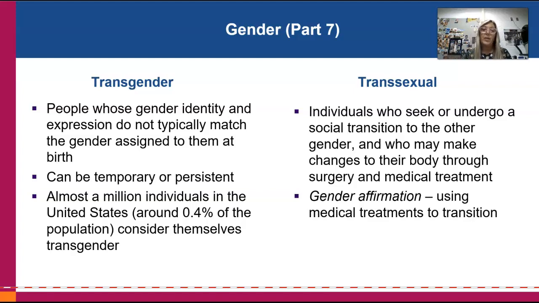Transgender: people whose gender identity and expression do not typically match the gender assigned to them at birth, can be temporary or persistent. Almost 1 million individuals in the US, so about 0.4%, consider themselves transgender. And then transsexual are individuals who seek or undergo a social transition to the other gender and who may make changes to their body through surgery and medical treatment. And again, if you take this class, if you decide to get your master's degree, you will actually see in class the whole process, the surgery, everything of this.